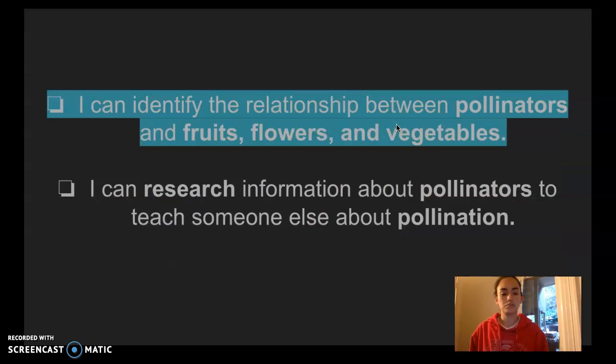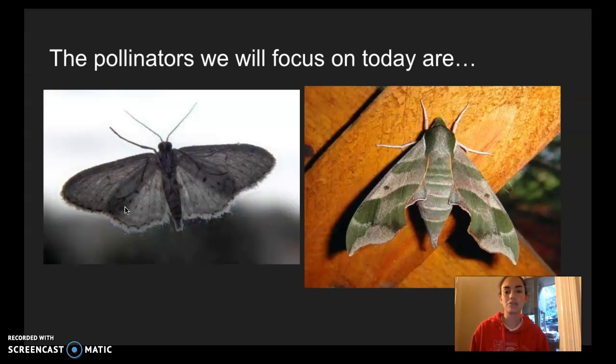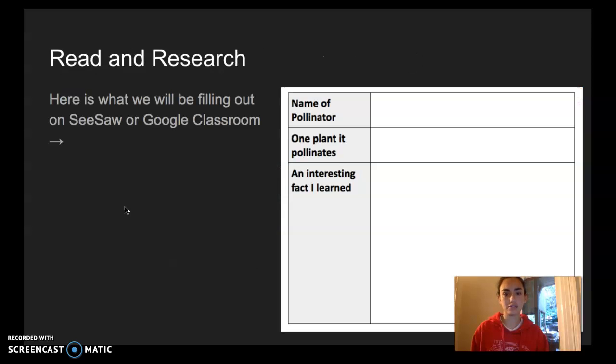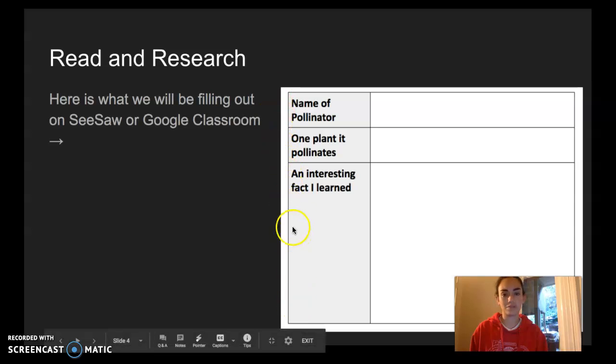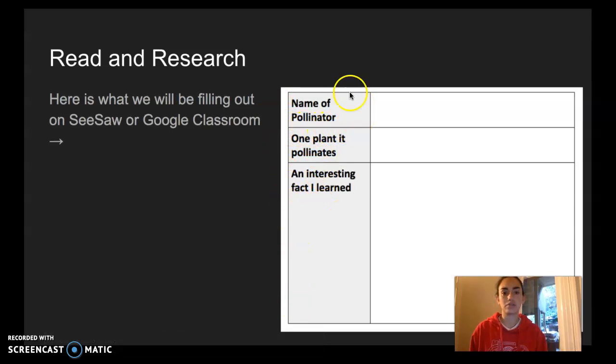And by the end, we are going to be able to make a presentation. So our second learning target, we're researching information, we're reading to learn about pollinators so that we can teach somebody else. So next week is when we'll get to write down the information we want to present and actually make our own presentations. And again, we're looking at butterflies and moths, and here is the work we will be doing. So we actually saw this last week when we did wasps and flies. We did a worksheet where we wrote the name of the pollinator, one plant it pollinates, and an interesting fact that we learned.